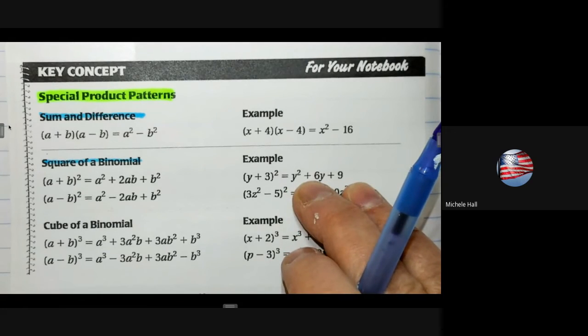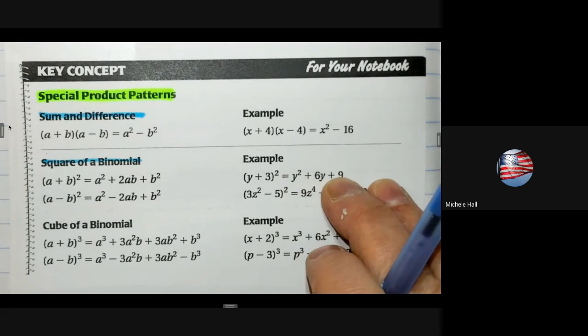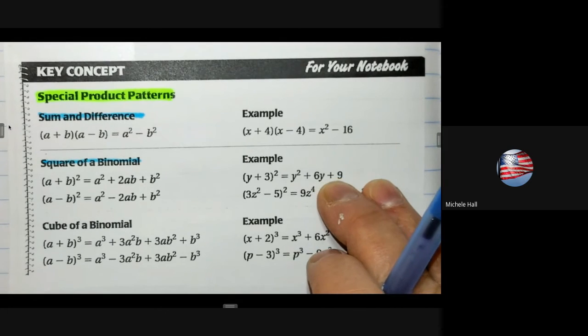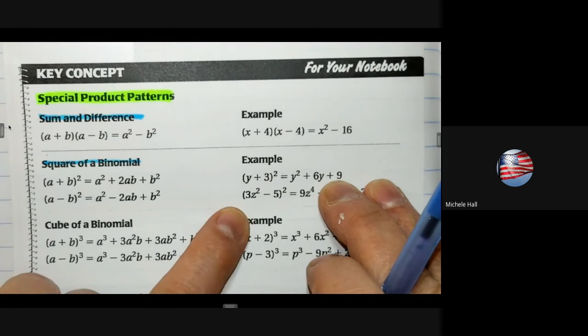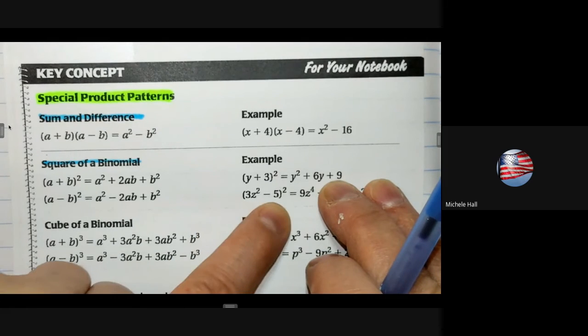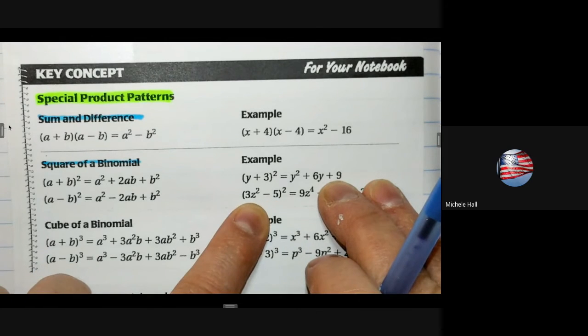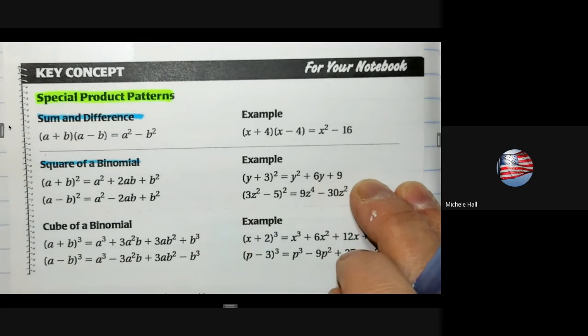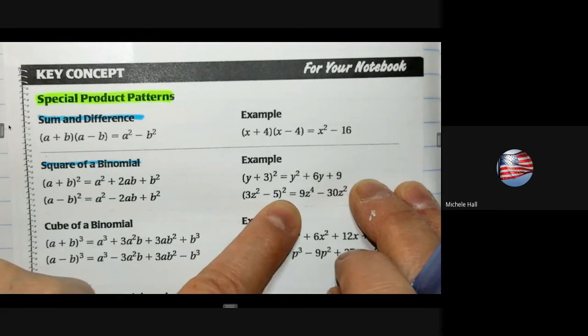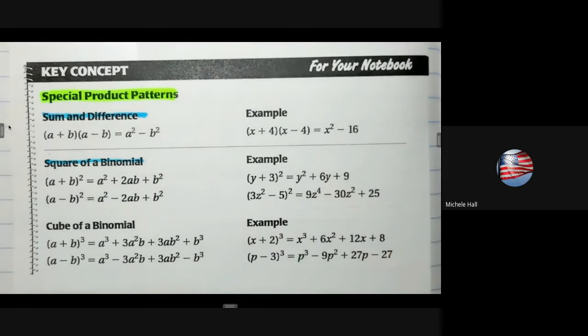The first term is going to be 3z squared times 3z squared, so that's 9z to the 4th. The middle term is 2 times 3 times negative 5 times z squared. I like to multiply my numbers first and then multiply the variable. So we have 2 times 3 is 6, times negative 5 is negative 30, times z squared is negative 30z squared. And then we have our last term, negative 5 squared, which is positive 25.